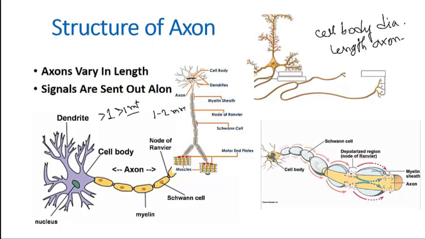Now, if you look at the structure of the axon, there are a few more things you will see. Let's look here again. Each neuron has a single axon which arises from the cell body. You see in the picture, it draws only one axon. They can have multiple dendrites, but the axon will be only one.